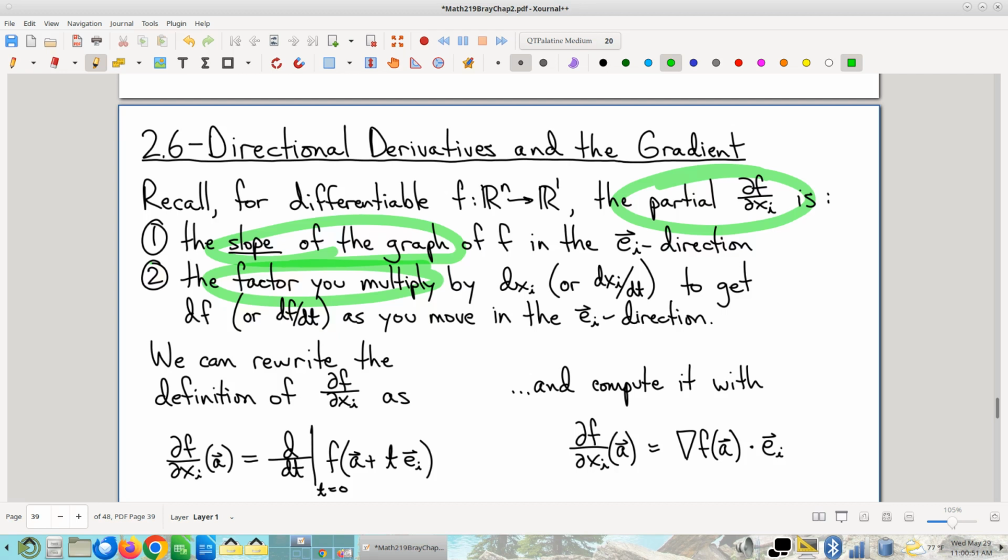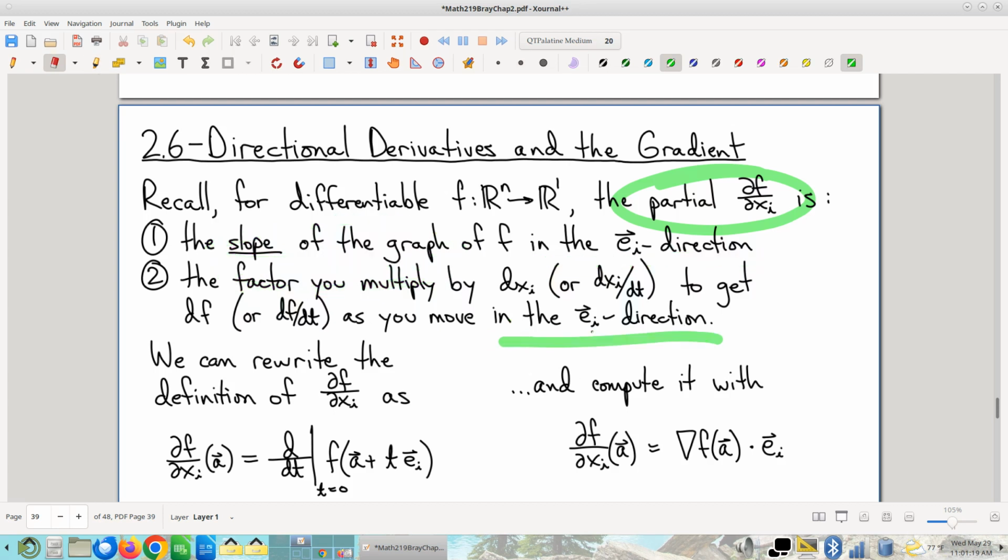You get the slope of the graph as you move in the direction of that standard basis vector. You get the multiplicative factor if your movement is in the direction of that standard basis vector, right? So this idea, as we have it conceived right now, only applies to standard basis vectors, and that's a very important asterisk for the moment.